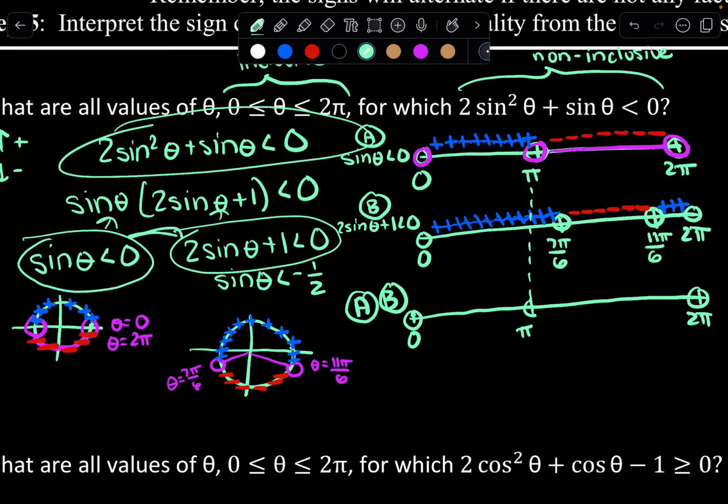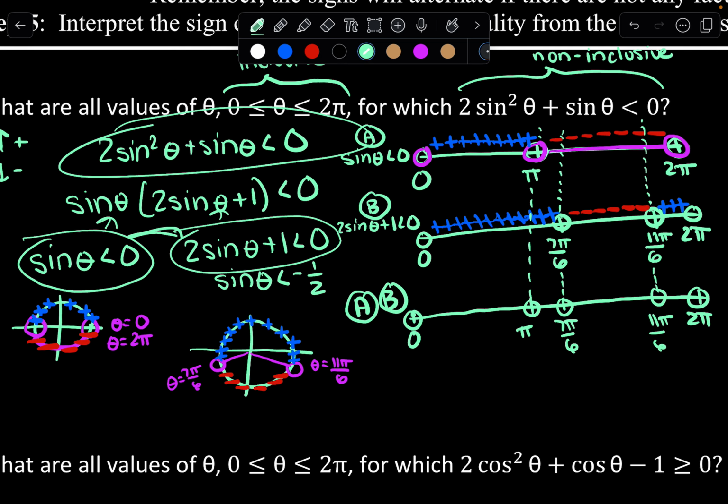We'll make that non-inclusive. And then I also have 7 pi over 6, which is non-inclusive. And then 11 pi over 6. So we're going to trickle down all of the intervals to the final one. So now let's take a look at these intervals. And I guess what I should do, go ahead and have the intervals extend up as well, just so we can easily see all of them.